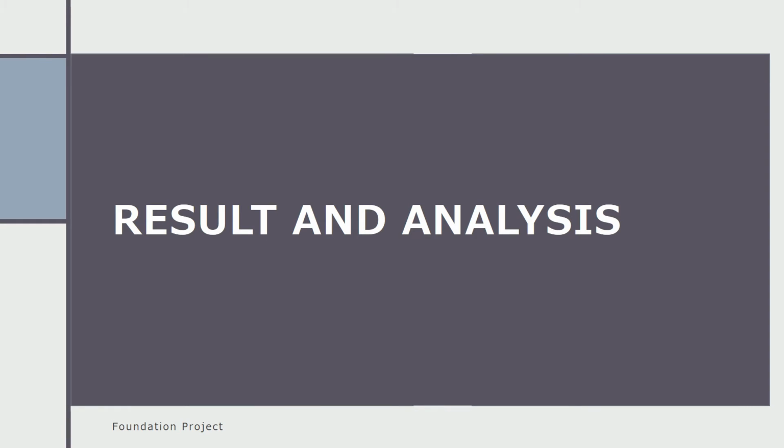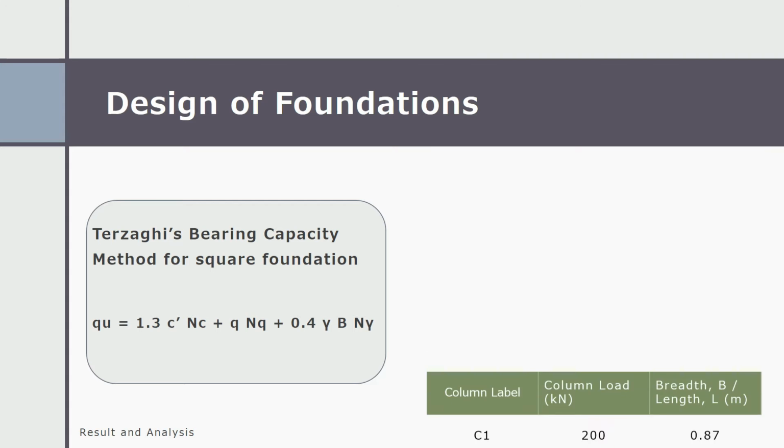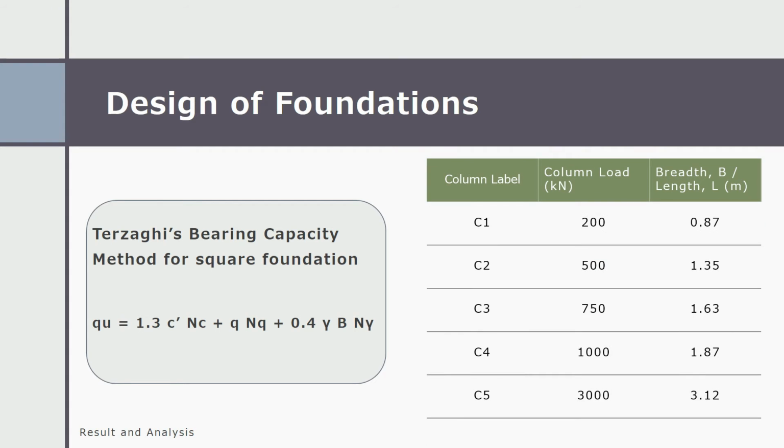Next is the result and analysis for the foundation. Next is the design of foundation. By using the Terzaghi bearing capacity method for square foundation, here is the formula. Here is the table summarizing the calculation to find the B and length. C1 is 0.87 meter, C2 1.35 meter, C3 1.63 meter, C4 1.87 meter, and C5 3.12 meter.